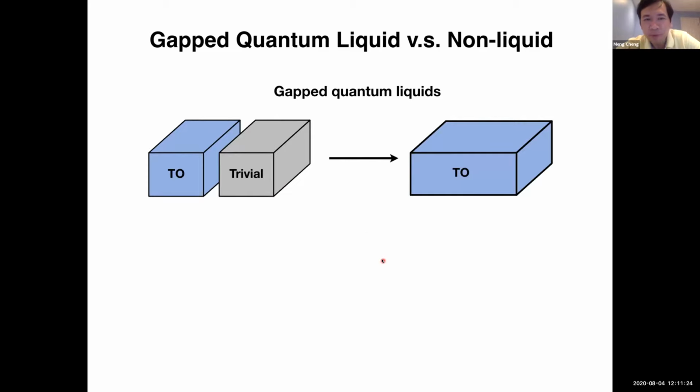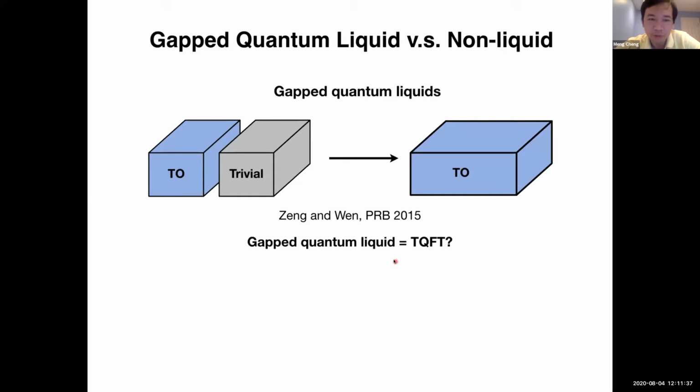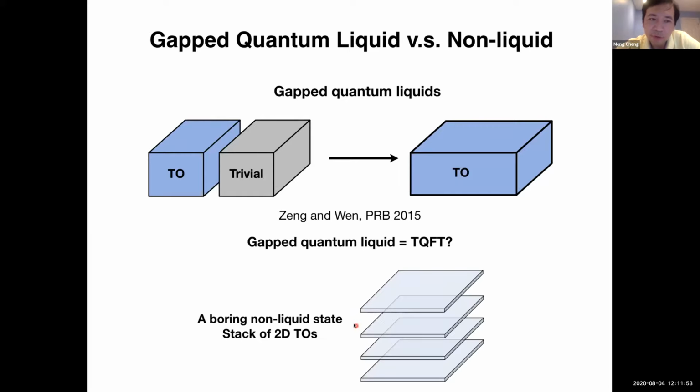Okay. So a gapped quantum liquid captures some of the features we expect from a system that can be described by quantum field theory. So it's natural to conjecture that gapped quantum liquids are actually described by topological quantum field theories at low energy. But the definition is, of course, meaningful only because there are non-liquid states. A simple example, but an extremely boring one, is just a stack of two-dimensional topological order phases in 3 dimensions.